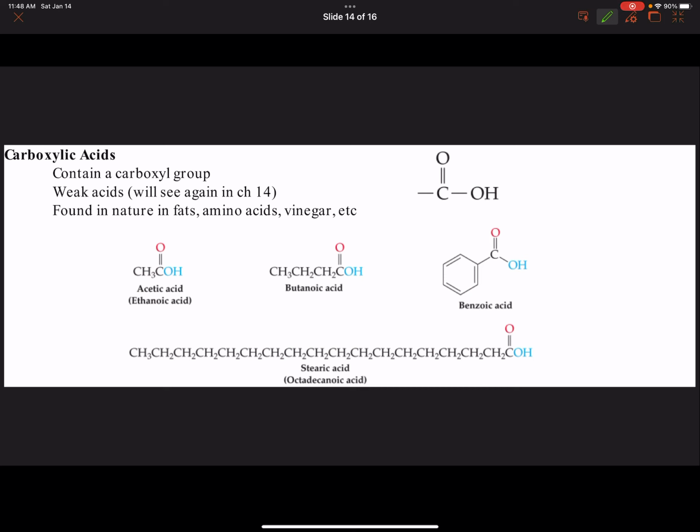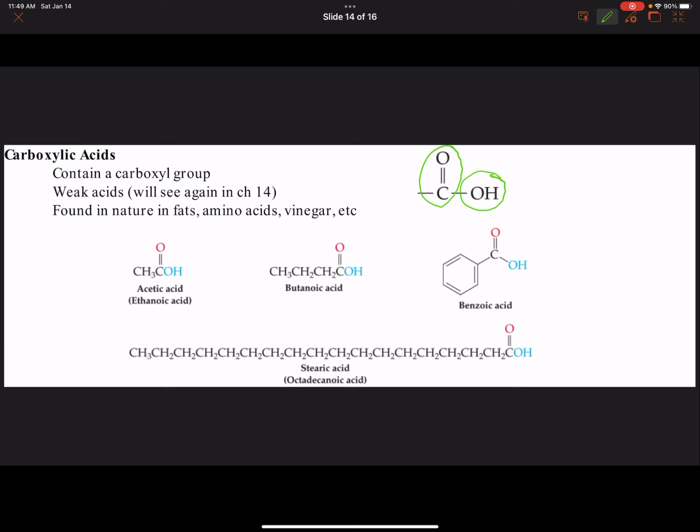Now our next family are called carboxylic acids. They're going to contain a carboxyl group. The carboxyl group is basically the carbonyl attached to a hydroxyl. So it'll always be a C double bond O, OH. These are going to be weak acids. We're going to see these come back up again in our acid-base chapter. They're found in nature in fats. They're in our amino acids. They're in vinegar, and so on.